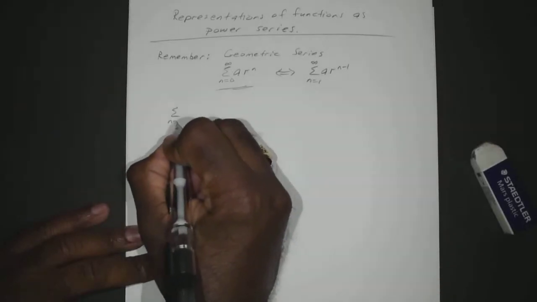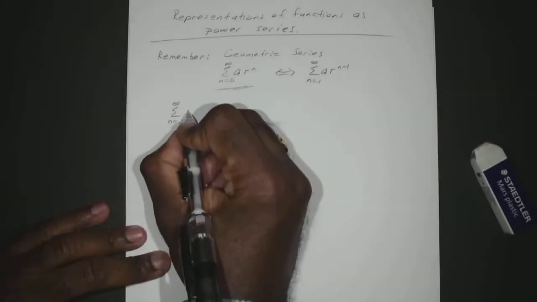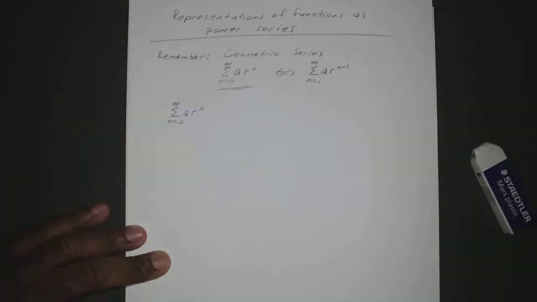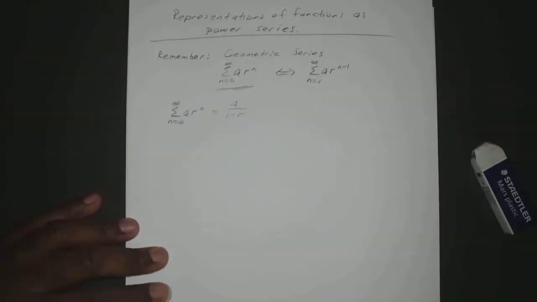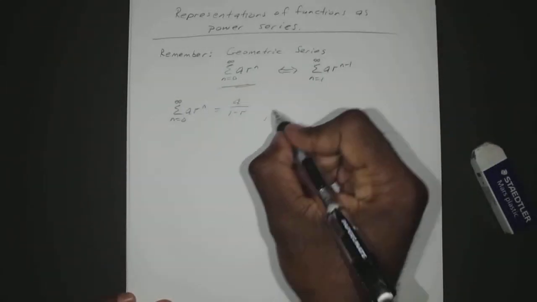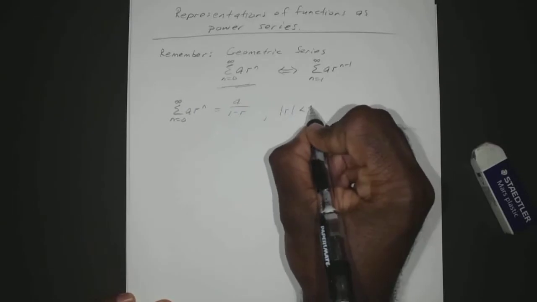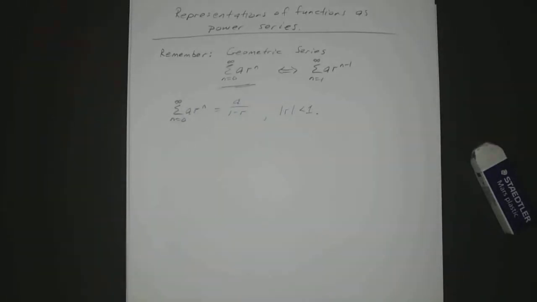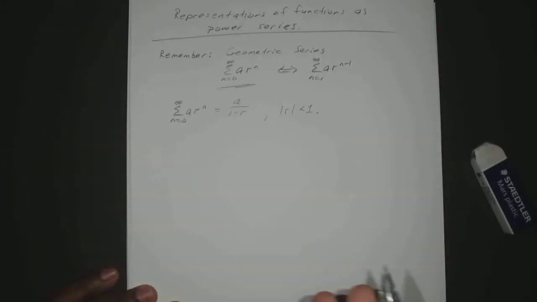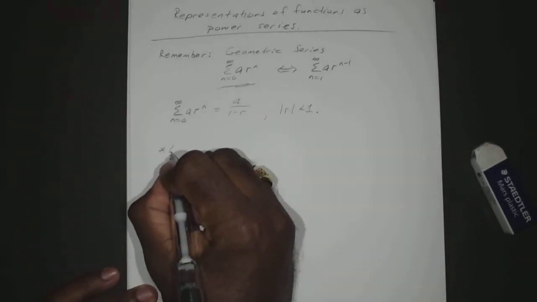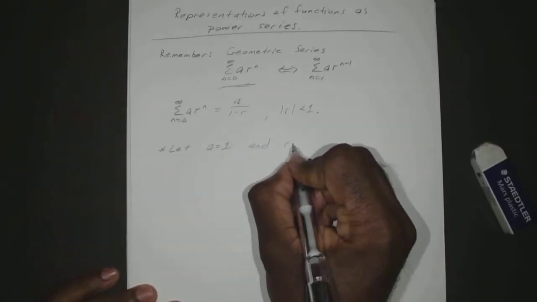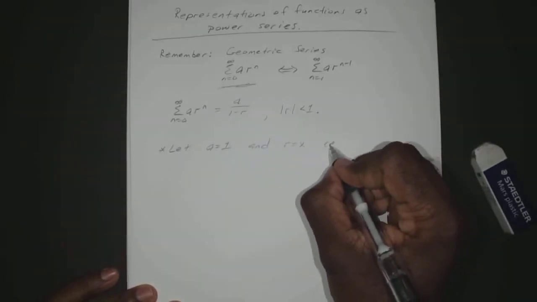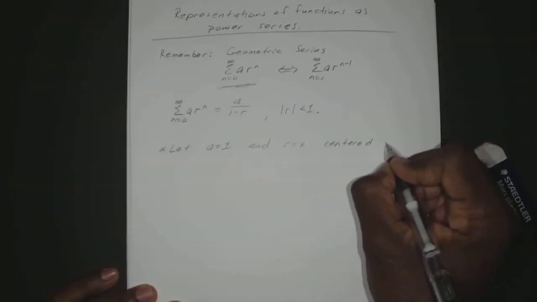So the sum from n equals 0 to infinity of a times r to the n, remember the sum of that is equal to a over 1 minus r. And that's for the absolute value of r less than 1. Okay. So let's say we let a equal 1 and r equal x. And it's centered at 0.